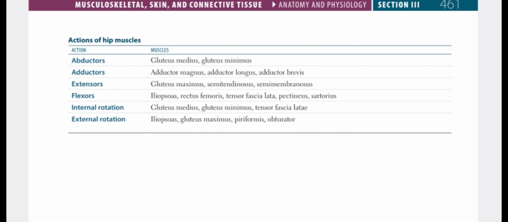So this was all about the action of the hip muscles, and in the next video we are also going to continue on anatomy of the lower limb.